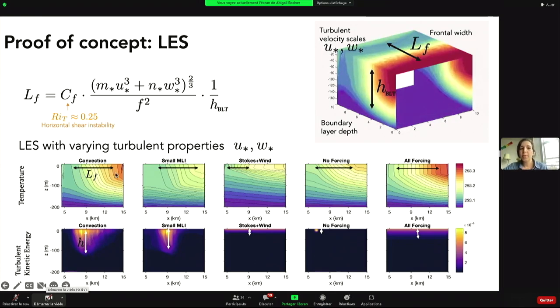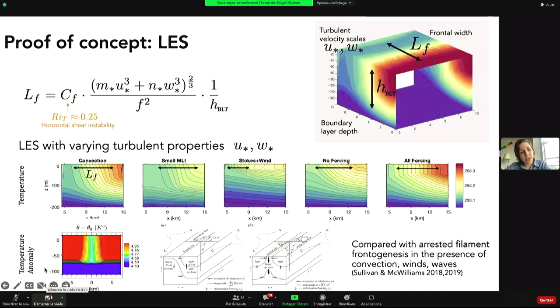So in each one of them, we measured the frontal width that's given by the actual simulation, as well as that predicted by our theory. And I will just note that this coefficient out front, CF, was found to be proportional to the turbulent Richardson number, which turned out to be about 1/4. And this was also pleasing because that represents horizontal shear instability in the turbulent literature. So this again agrees with our notion that we wanted this to represent the entire frontogenesis and frontal arrest process.